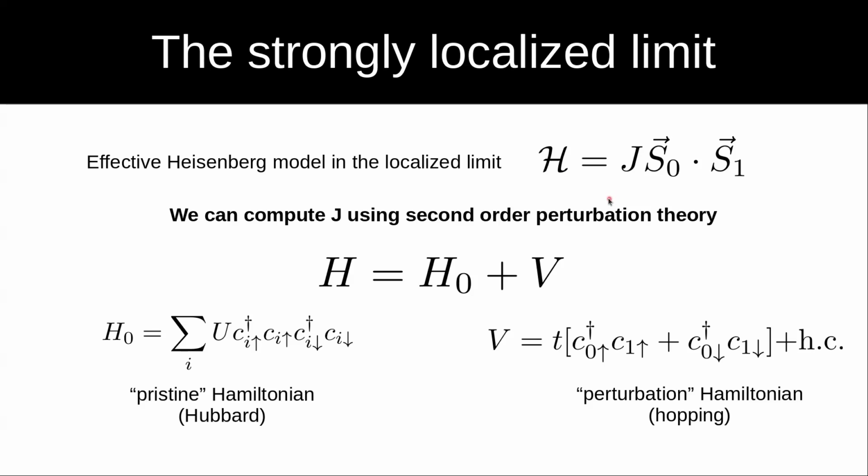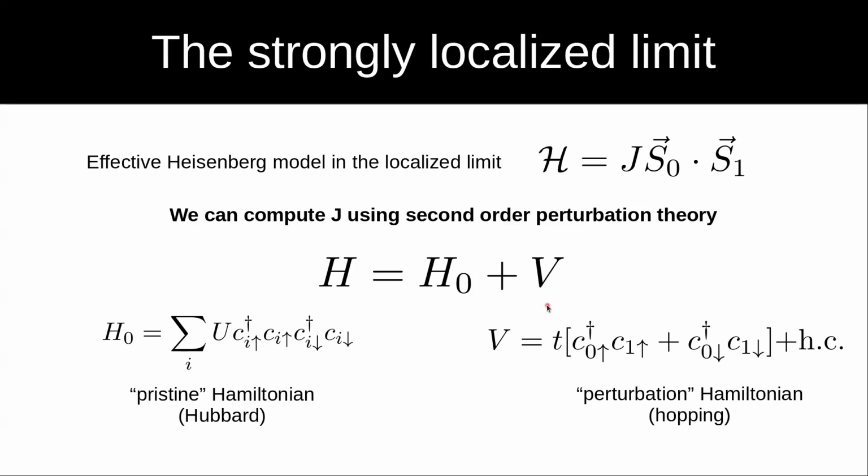When we do second order perturbation theory, we just need to identify two different terms in the Hamiltonian. We need to identify what is the pristine Hamiltonian, the bare Hamiltonian. This is the Hamiltonian in which we know the eigenstates. And then we have to identify the perturbation in the Hamiltonian. This is a small term in the Hamiltonian that is going to modify the states a little bit, and it's the term that is effectively going to give rise to the dynamics.